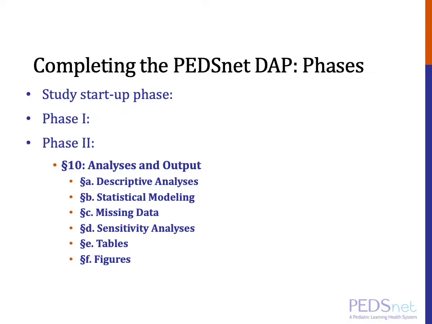At phase 2, we describe the analyses and the output. Depending on the study, this will include descriptive analyses, statistical modeling, treatment of missing data, any sensitivity analyses, as well as the tables and figures that are to be output.